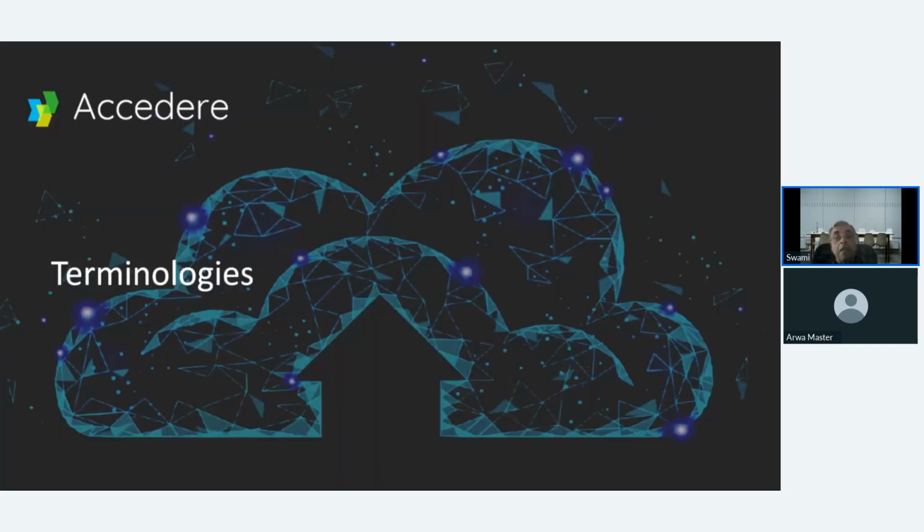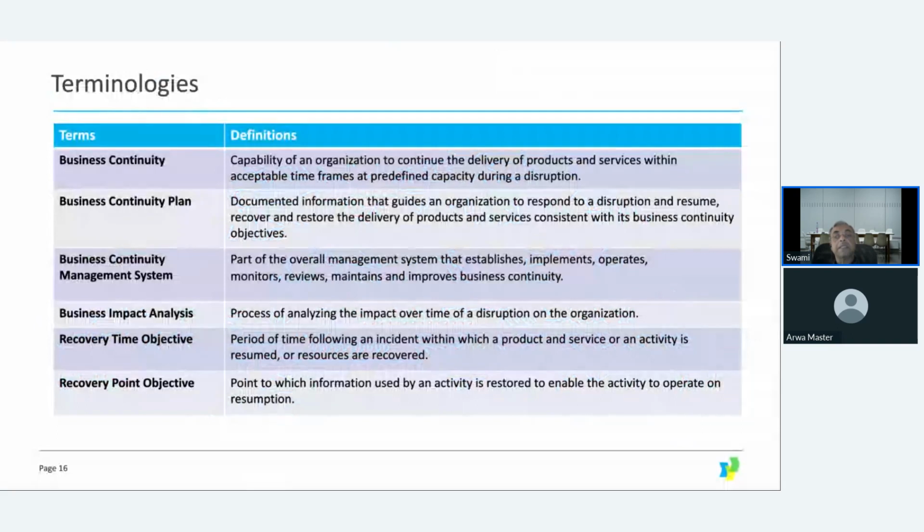Now, coming back to the topic of the day, ISO 22301 Business Continuity Management System, we will be looking at some of the important terminologies about business continuity. What is business continuity? It is the capability of the organization to continue the delivery of their products and services during a time of disruption in the services or in their operations, which should be given within the acceptable time frame at predefined capacity during the disruption.